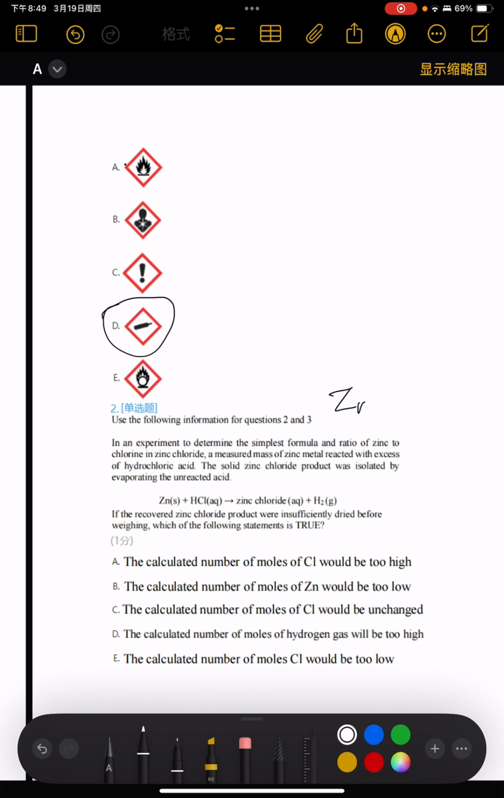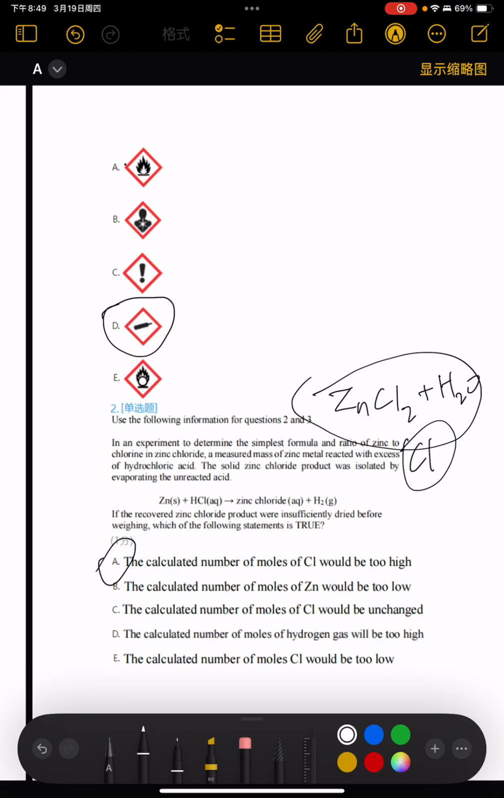This is basically asking that if ZnCl2, which is zinc chloride, was not sufficiently dried, which means that you have to add on the weight of the water, or the H2O, then the extra water inflates the product mass, which also inflates the calculated mass of the chlorine. Because we're using the moles of zinc, and we're calculating the mass of this and then subtracting the zinc, we'll get too much mass of chlorine, which would make the number of moles of chlorine also too high, because we have more mass and therefore more moles of chlorine.